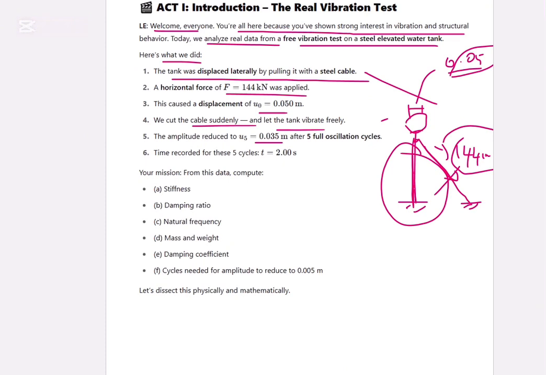Amplitude reduced from 0.05 to 0.035, because every time it vibrates, after some time it will stop, right, because of damping. So after 5 cycles it becomes 0.035, and it takes 2 seconds to complete the 5 cycles. So we will find out all these things: stiffness, damping ratio, natural frequency, mass, damping coefficient, and cycles needed for the amplitude to reduce to 0.005.